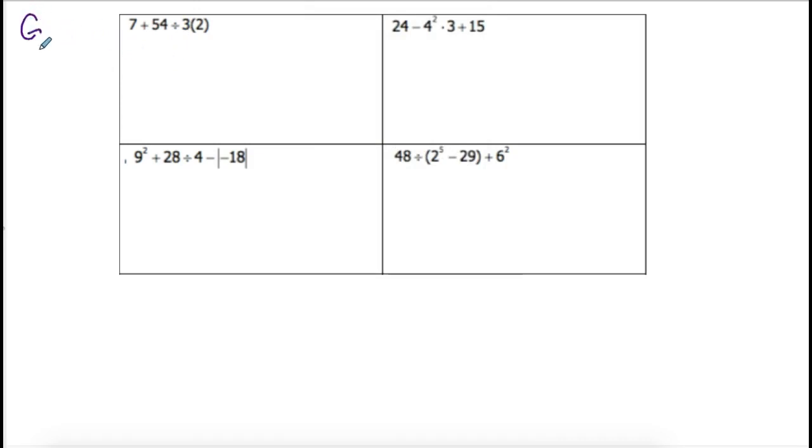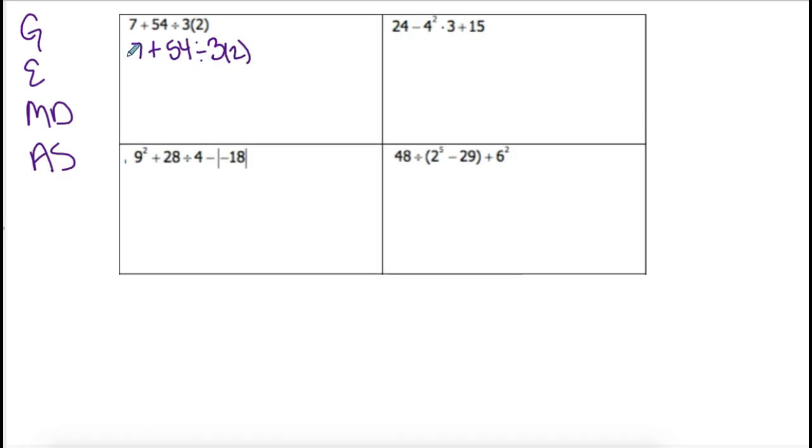So if I think about GEMDAS, I'm going to do my grouping symbols first. Grouping symbols can mean anything like parentheses or absolute value. I have parentheses here, nothing to simplify in that. So from here, I don't necessarily have to do the grouping first. So if I look at 7 plus 54 divided by 3 times 2.